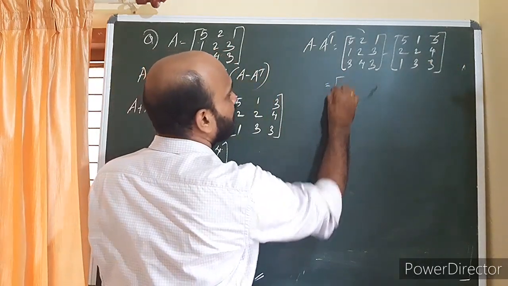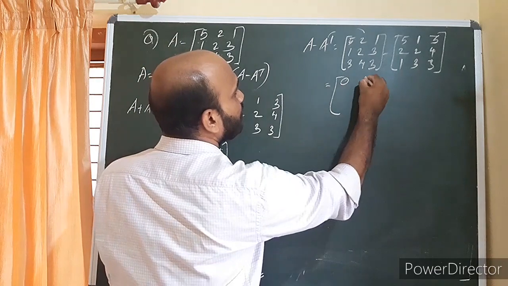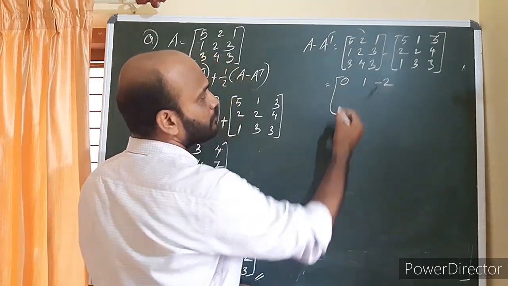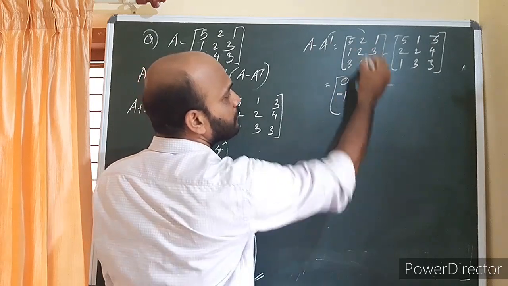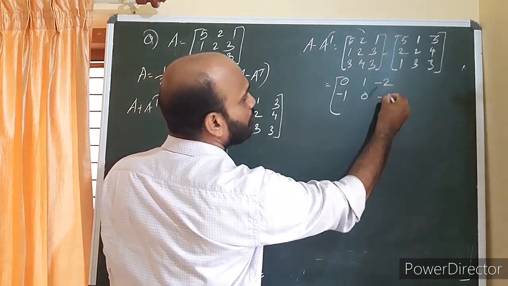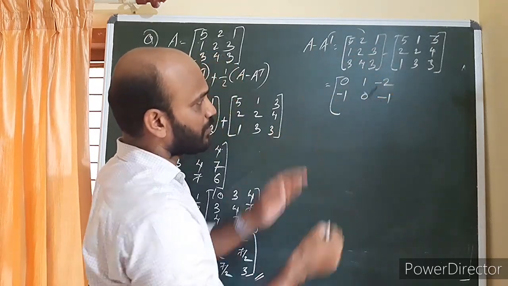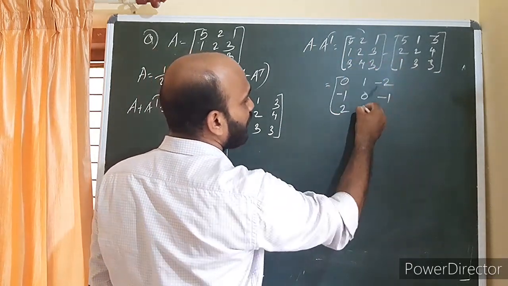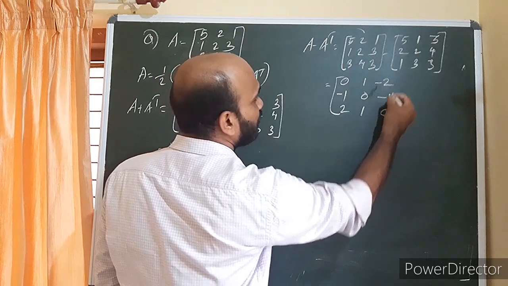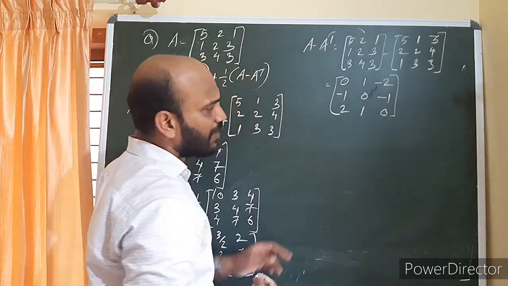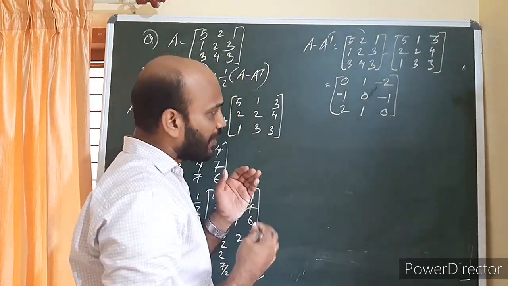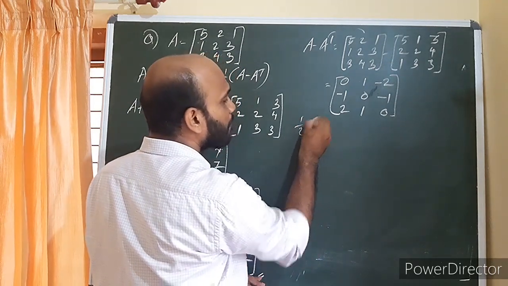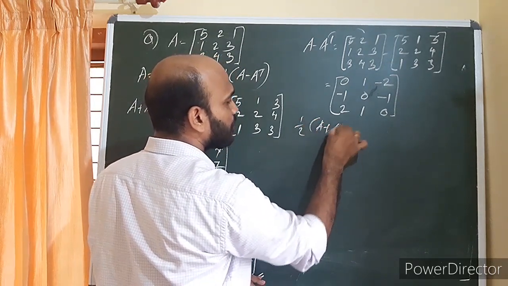So we will get 0, 1, minus 2. Then minus 1, 0, minus 1. 3 minus 4, minus 1. 3 minus 1, 2 we will get. 4 minus 3, 1. 3 minus 3 equal to 0. Is it a skew symmetric matrix? It is skew symmetric.